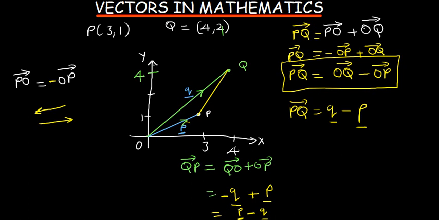So you see that QP and PQ, they are just opposites of each other. So we can say that PQ is just negative QP. That is what you need to know. If you change the direction of vectors, then you just attach a negative.